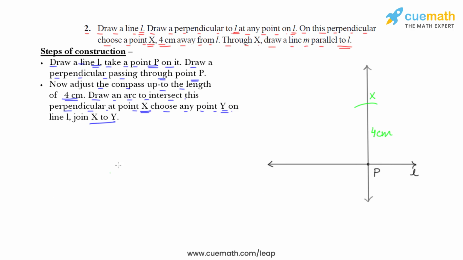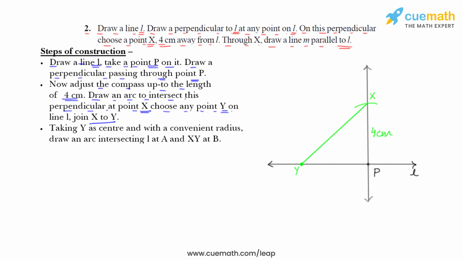Choose any point Y on line L and join X to Y. Now take a point Y on line L. So take any point, let's say this is the point Y on line L, and join X to Y. So we join X to Y.